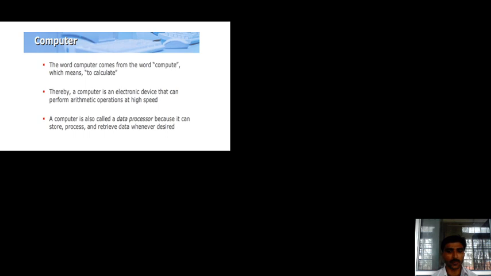Here there are two terms. One is data processor, one is data processing. These two are a little different. When you say data processor, it is like a computer. It can store the data provided by the user, process it according to instruction, and retrieve the data after processing, producing data or information, whenever we need it, whenever we require, whenever we desire. That is called the data processor.